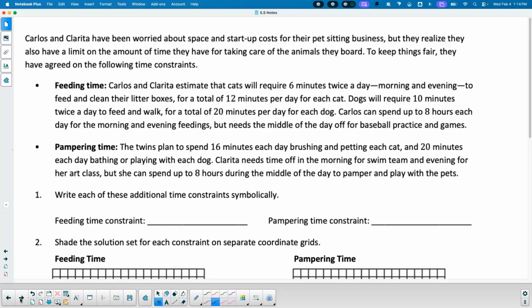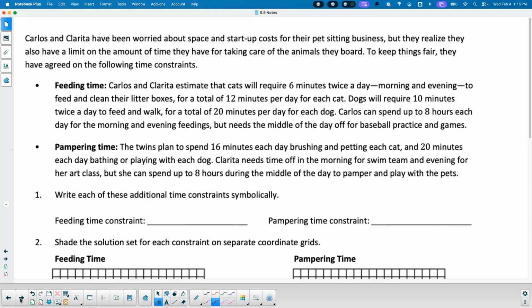Carlos and Clarita estimate that the cats will require 6 minutes twice a day, morning and evening, to feed and clean their litter boxes for a total of 12 minutes per day for each cat. So it's going to take them 12 minutes a day for each cat to take care of them. Okay? We've worked on space and we've worked on cost. Now we've got to work on actually taking care of these animals.